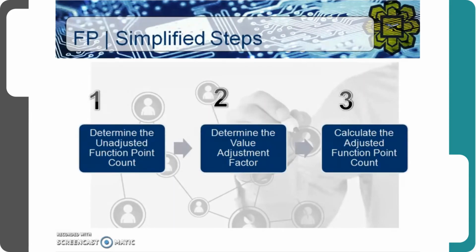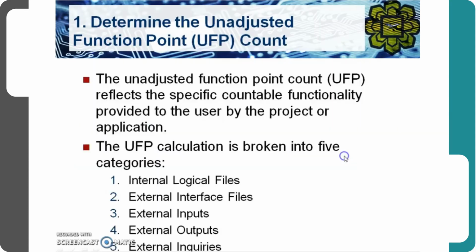So let's look into how we can calculate the function point. I've simplified the steps. The first one is to determine the unadjusted function point count. Then we have to determine the value adjustment factor. And finally, we have to calculate the adjusted function point count.